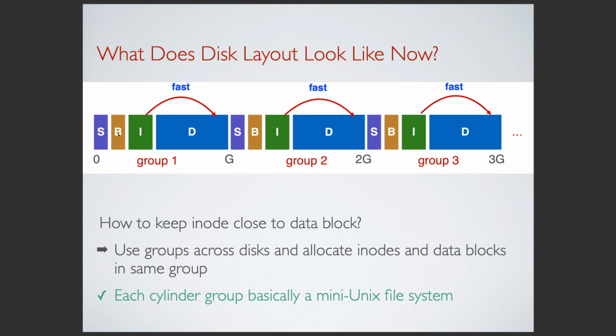And here, each group will have its own bitmap to track what's free and what's not. They will have the inodes, and they will have the data blocks. Knowing that all of this can be accessed with very, very minimal seek time, or even none. Because you don't have to move, you just have to either rotate the disk or read the same cylinder.